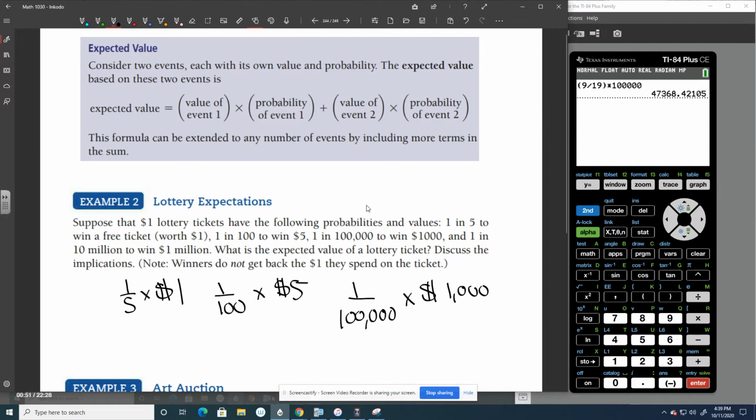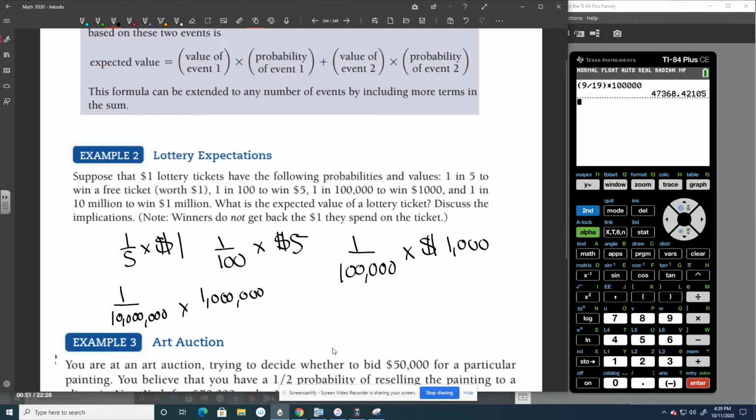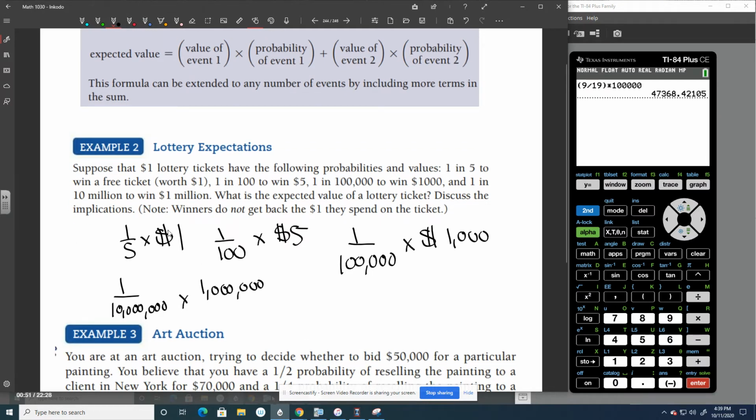And you have 1 in 10 million chances of winning $1 million. What is the expected value of a lottery ticket? So if these are all of the values and all of the probabilities, we take the value, times it by the probability, and then we're going to add all of these together.